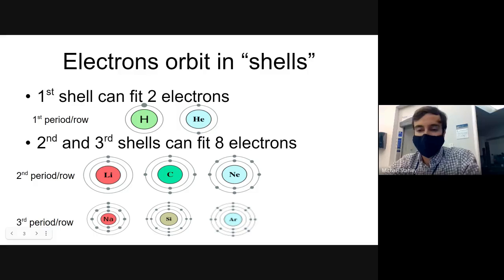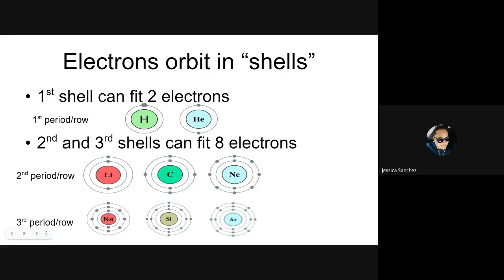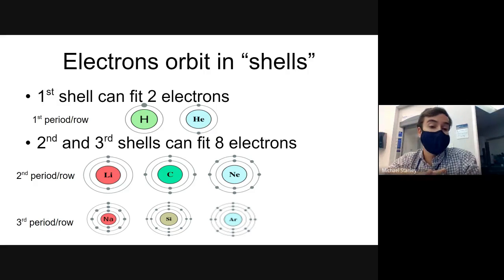Is it always going to be 2 on the first and then 8 on the last one? So it's always going to be 2 on the first, 8 on the second, and 8 on the third. That's the absolute maximum number of electrons that can fit on these shells. There cannot be more than 2 electrons on the first shell. There cannot be more than 8 electrons on the second shell. And there cannot be more than 8 electrons on the third shell.